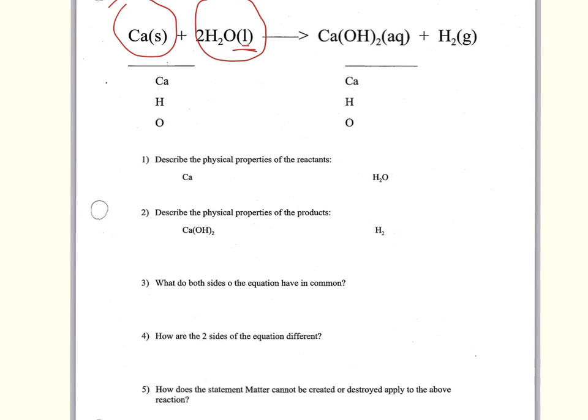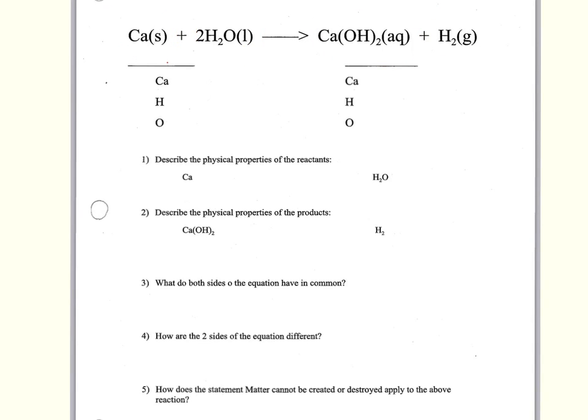What we end up with then will be calcium hydroxide. This AQ represents aqueous, which means it's going to be a solid that is within a liquid, and we're going to end up with hydrogen gas. And again, that G in parentheses represents that it is in gas form.